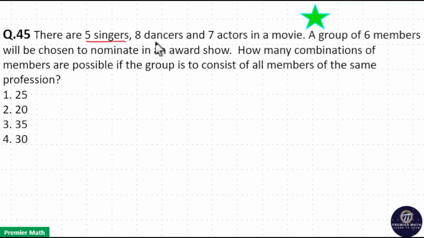There are 5 singers, 8 dancers and 7 actors in a movie. A group of 6 members will be chosen to nominate in an award show. How many combinations of the members are possible if the group is to consist of all members of the same profession? So, the group should consist of all members of the same profession, and the group has 6 members. But you can see these 6 members cannot be selected from the 5 singers. So, that is eliminated. Now, remaining 8 dancers and 7 actors.